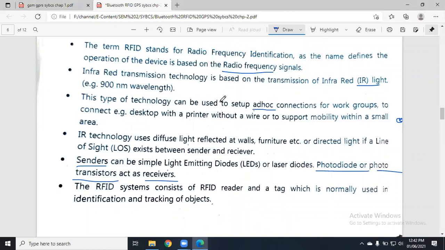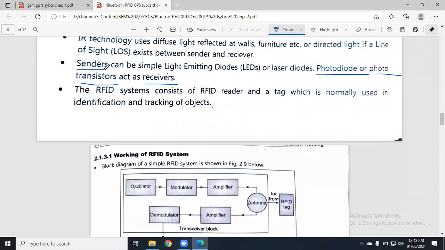In case of RFID, we will need two different things. First one is sender, second one is your receiver. The sender will be either LED or laser diode. And what is the receiver? Either photodiode or phototransistor. Now we know what LED does? It emits light, right? Who is going to receive that emitted light? The receiver. Again, laser diode emits a light, and that emitted light will be received by the receivers.